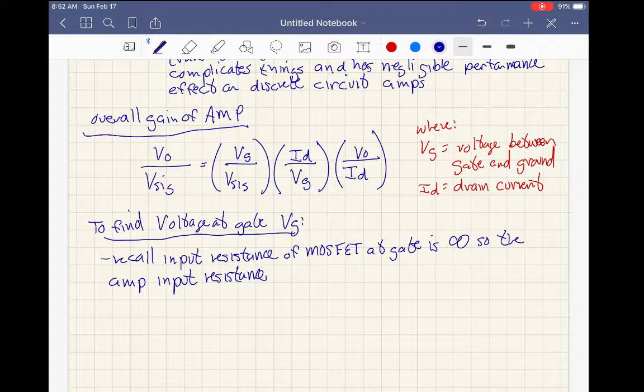So the amp input resistance at the gate is RG, and that's equal to RG1 parallel with RG2. I may have misspoke, I can't remember. But yeah, this is the input resistance at the gate. The input resistance of the MOSFET at the gate is infinity, so it's an open circuit, basically. So you just end up with RG1 in parallel with RG2. So now we can say, I might have jumped the gun earlier. Okay, using a voltage divider now.